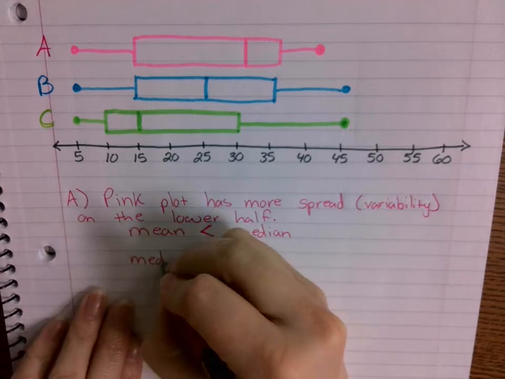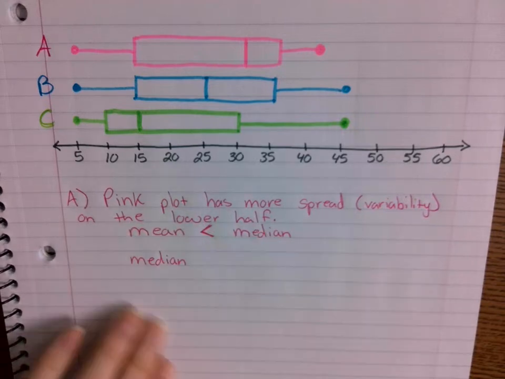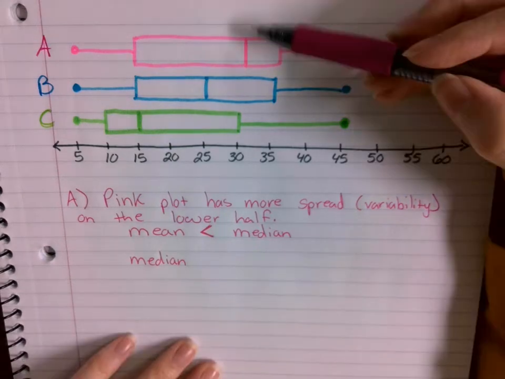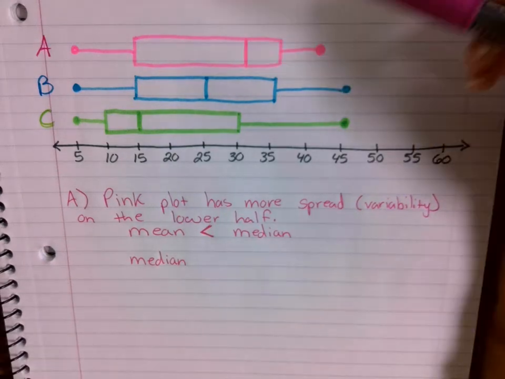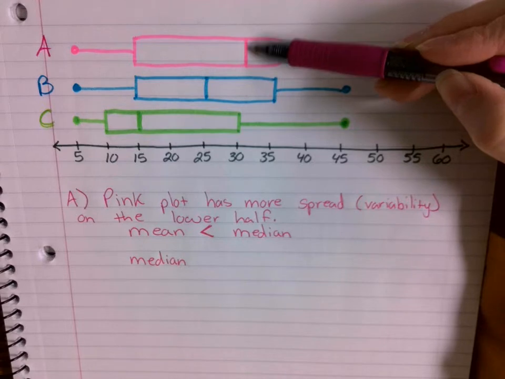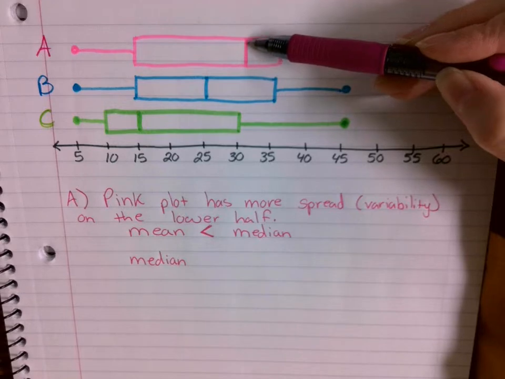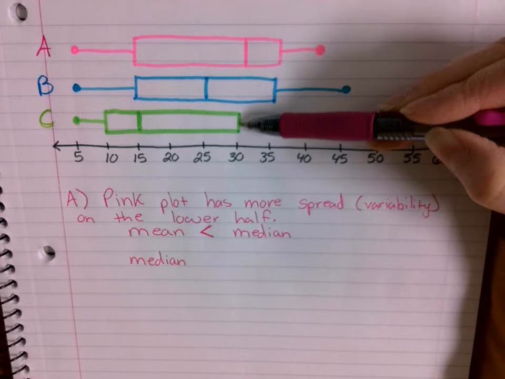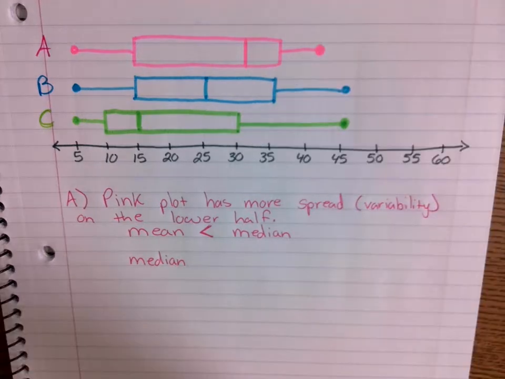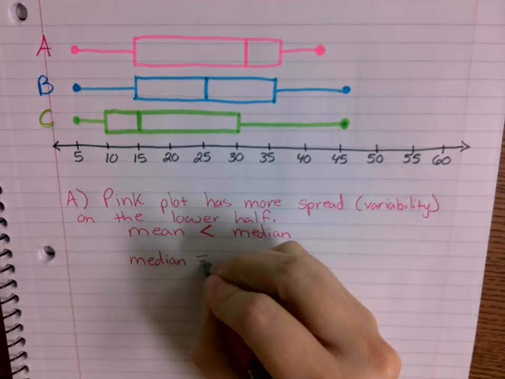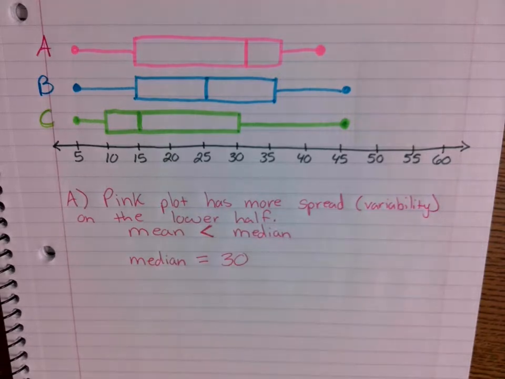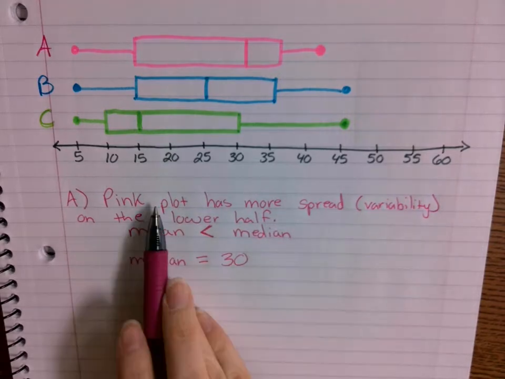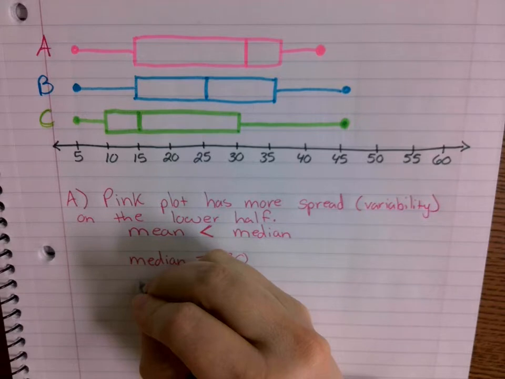Nick? 30. If we're looking at the median, remember the median is this value right here, that line inside of the box. The line inside of the box is going to represent the median. So if I follow this line all the way down to my number line, it stops at the 30. So the median here is equal to 30. So again, I don't know what number the mean is, but I can say that the mean is a value that is less than 30.